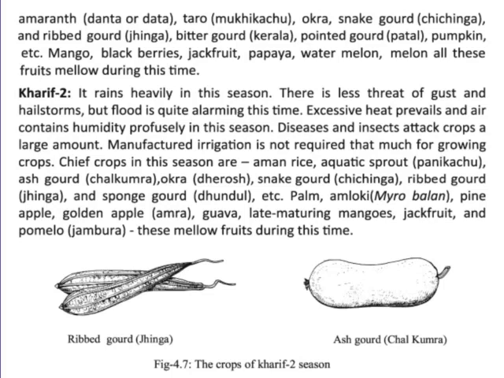So we will see these types of hot temperature crops in this Kharif 1 season. And in Kharif 2, it rains heavily in this season. That means we will see heavy rains, and there is less threat of storms. There is no chance of thunderstorms or hailstorms, but flood is quite alarming at these times. When rain is very heavy, excessive heat prevails, and the air contains humidity profusely in the season.